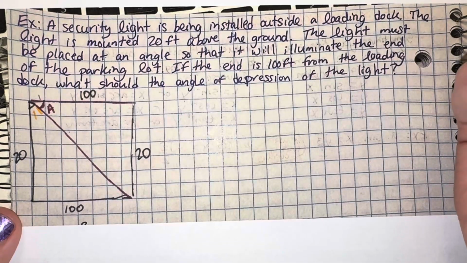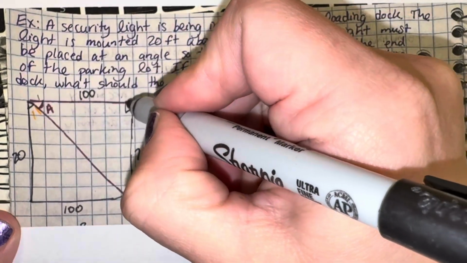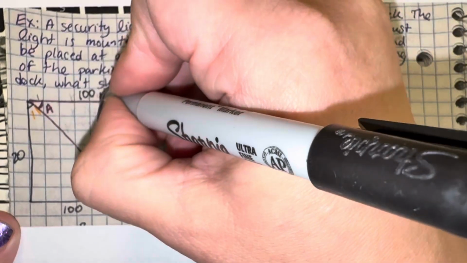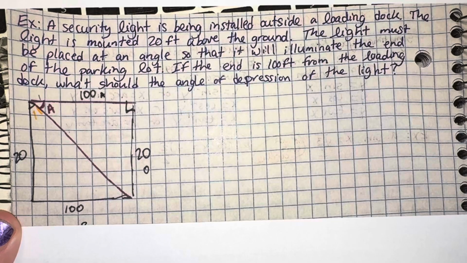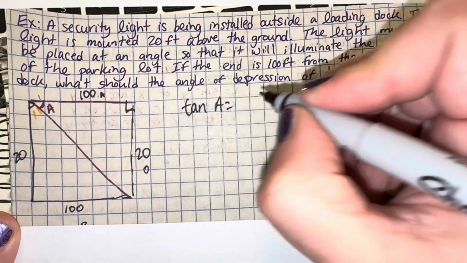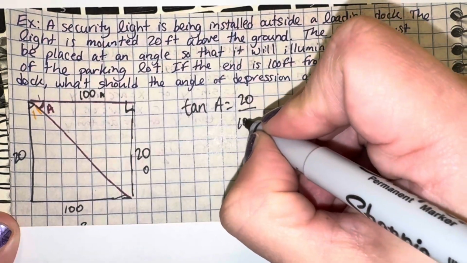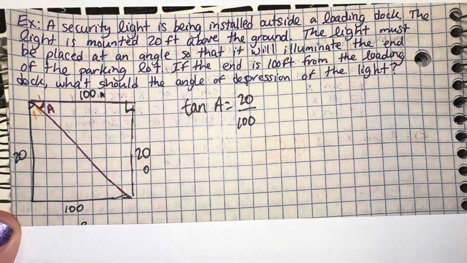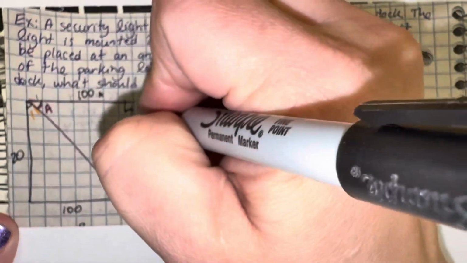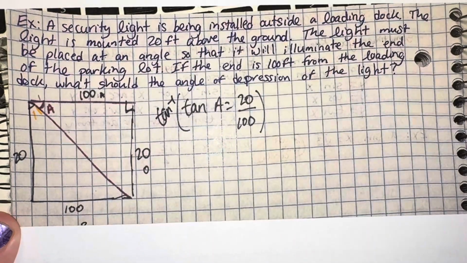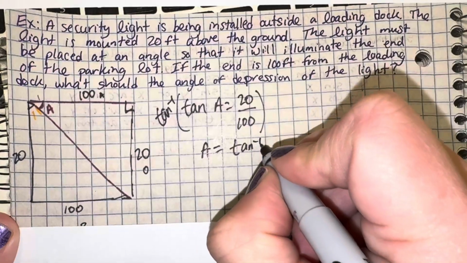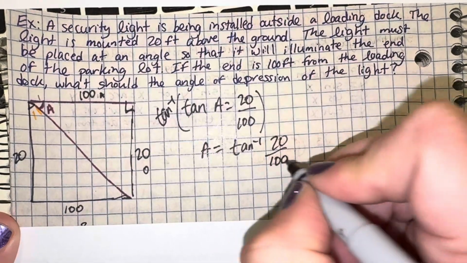Now I have a triangle. If this is my right angle, these sides are going to be my opposite and my adjacent so that I can solve my triangle. So I'm going to have a tangent of my angle equals the opposite over my adjacent. Just like that one before, I'm going to take an inverse tan of this, which leaves me with an A, and an inverse tan of 20 over 100.